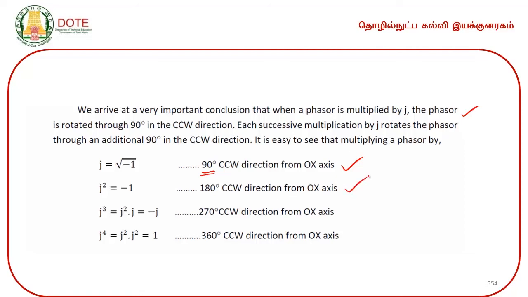Multiplying the phasor with j squared will yield you 180 degrees counterclockwise direction from OX, and multiplying the phasor with j cubed yields 270 degrees counterclockwise direction. So, j to the fourth, that is the product of j to the fourth with the phasor, will yield you 360 degrees in the counterclockwise direction from the OX axis. So, this is how we can analyze all the phasors.